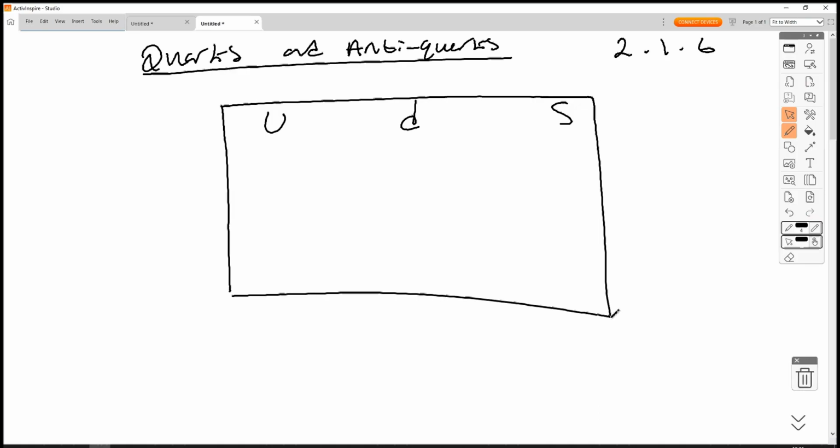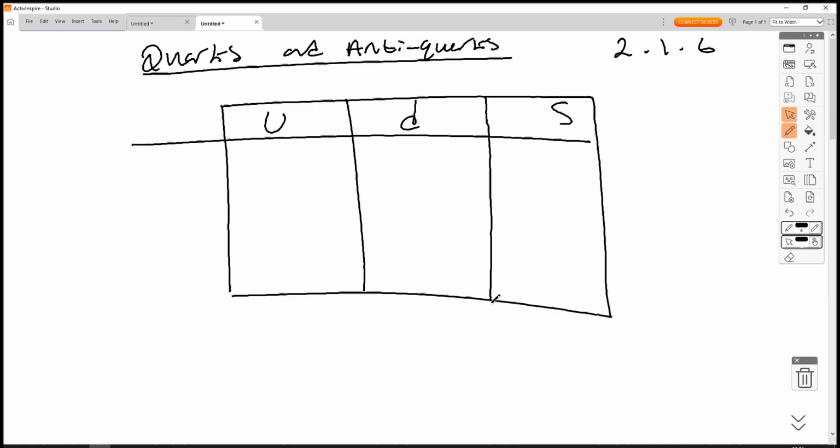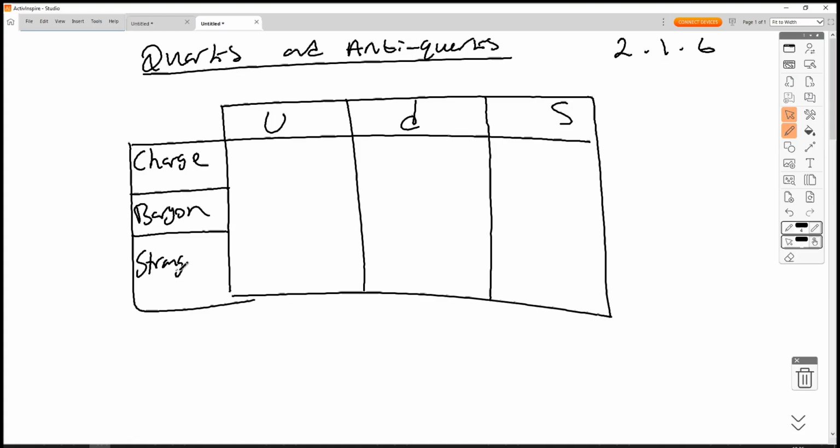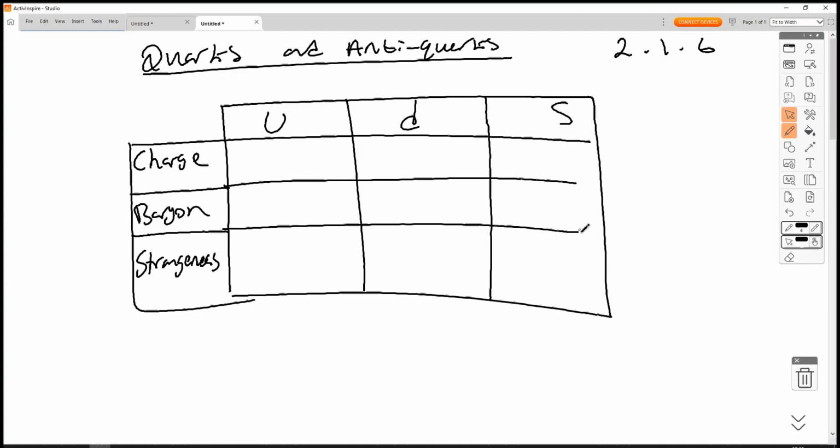So I already introduced the up and down quark in a previous lesson, and now we're introducing another one called the strange, and then we'll put the strange in a bit more context later on. So the up quark, I'm going to write it in terms of its charge, its baryon number, and I'm going to introduce a new property called strangeness. So the up quark has a charge of plus 2/3, and this is relative. The down quark has a charge of minus 1/3, and the strange quark also has a charge of minus 1/3.